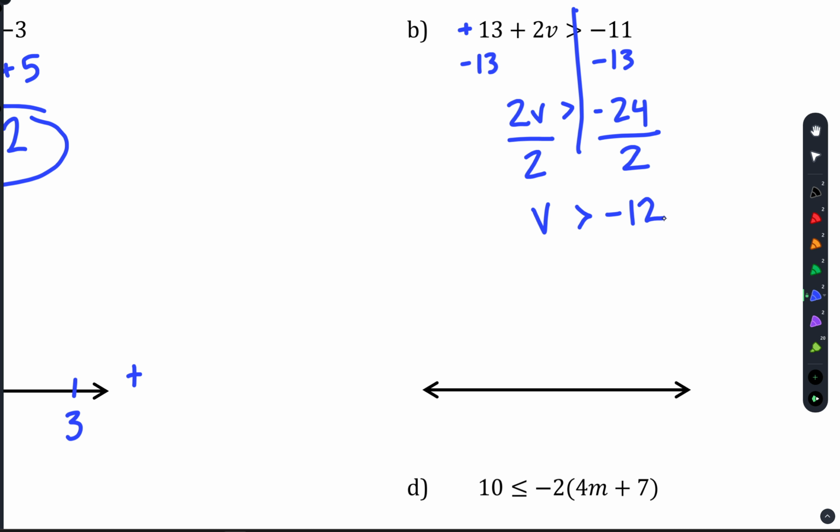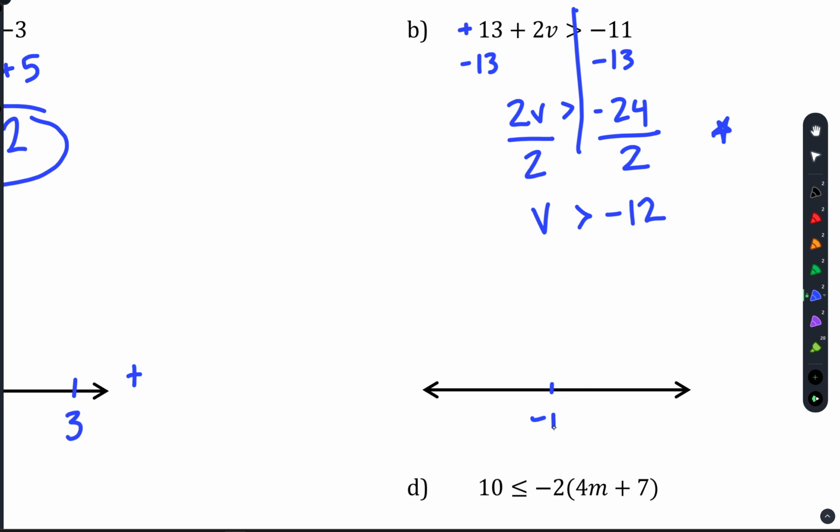Do I need to flip my sign here? I divided a negative number. Isn't that what my rule says? Did I divide by a negative number? No, the thing that I divided by was positive. So I don't need to flip my sign here. So maybe this is one that you put a little star at, like, hey, look at this. There was a negative, but I didn't divide by a negative, so my sign stayed the same.